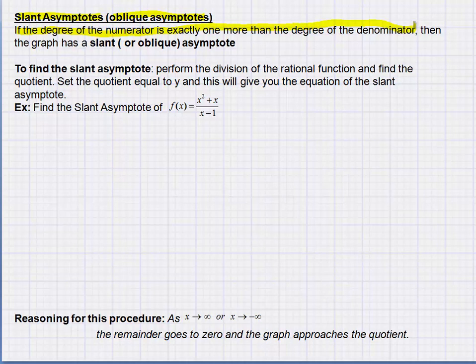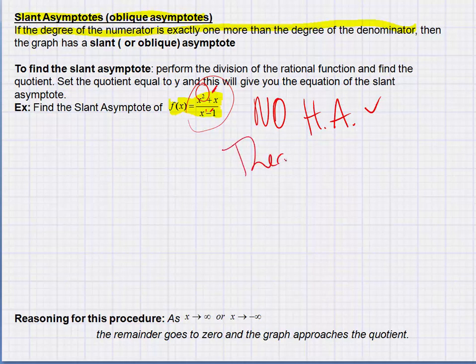So how can we find a slant asymptote? Well, let's look at this function right here first. If you look at this function, the degree of the numerator is 2, the degree of the denominator is 1. So the degree of the numerator is bigger. If the degree of the numerator is bigger, that means there's no horizontal asymptote. And the second you have that, the next thing you should look for is whether there is going to be a slant asymptote. Well, since the degree of the numerator is 2, and the degree of the denominator is 1, the degree of the numerator is 1 degree bigger, therefore there will be a slant asymptote.